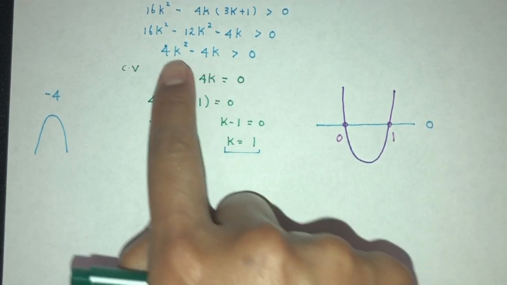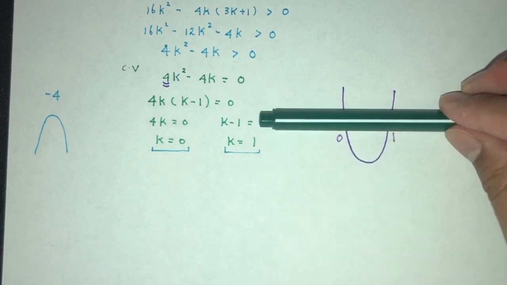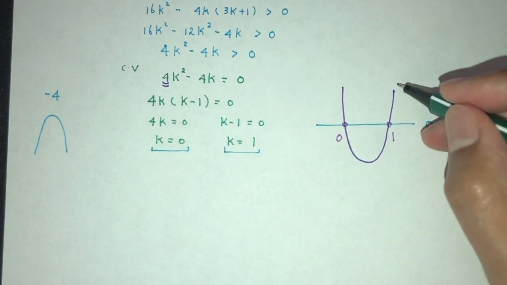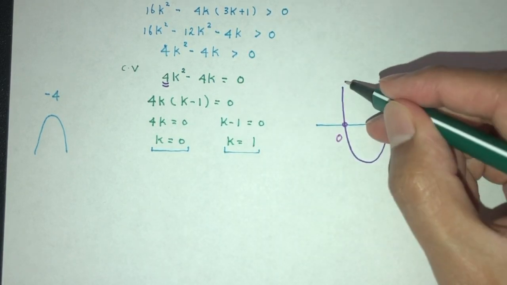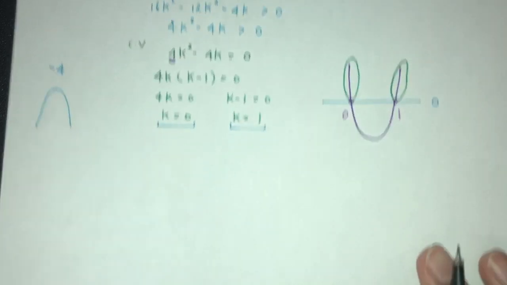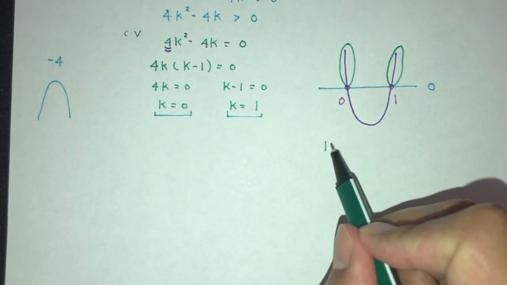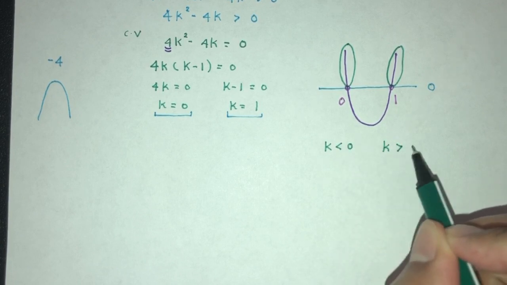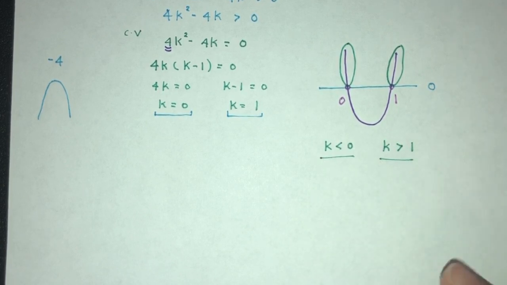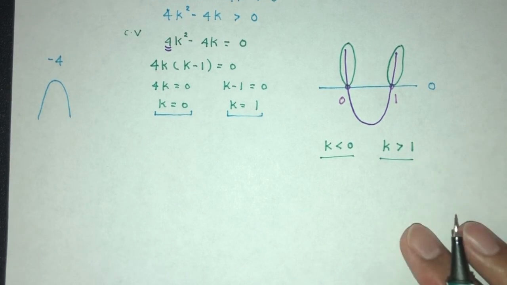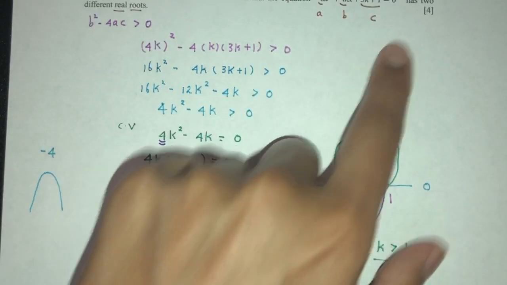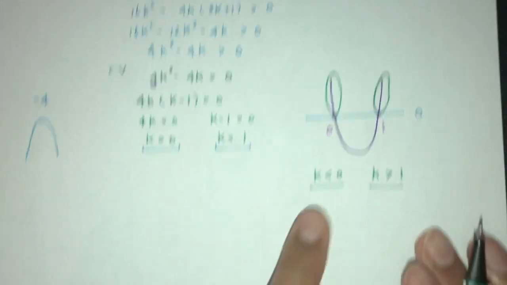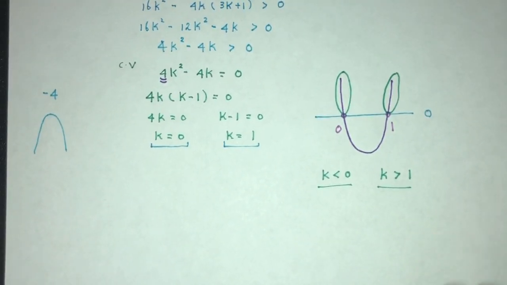Now, here the condition is to be more than 0, to be above, so we have this part and this part. So obviously, as you can see, k has to be less than 0, or k has to be more than 1 for this to be possible. Now, here we don't have an equal sign. That will be good enough for your answer. That will be your question number 1.